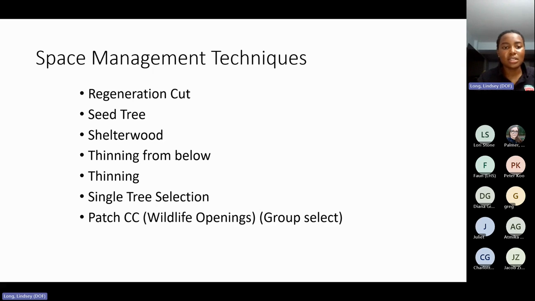So the order of these is in order of how heavy the cuts are. A regeneration cut or a clear cut is the most thorough cut. And the patch cut, the group select, I tried to move it, I guess it didn't save. But single tree selection is the least invasive. The select thinnings and group selects are pretty similar in how thorough they can be. I would move the group select up one, but they are in order of how heavy they are.